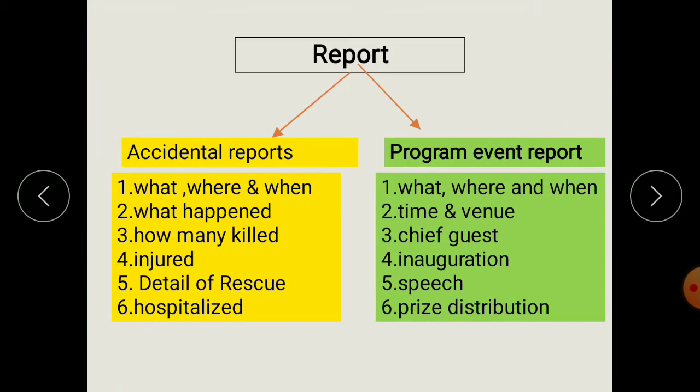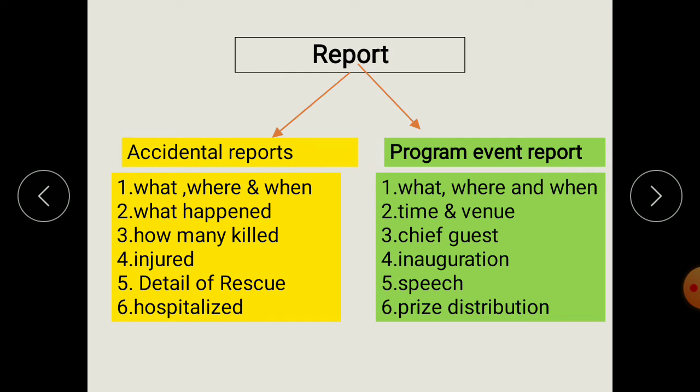Now in the next, in the previous slide we came to know that there are two types of report, good and bad. Bad means accident reports. Bad doesn't mean that they are bad by their format. No, they are bad because they bring bad news. And the program events come under the good report because they contain good news. Also here we find that accident reports need 6 things in themselves, which will include what, where and when.